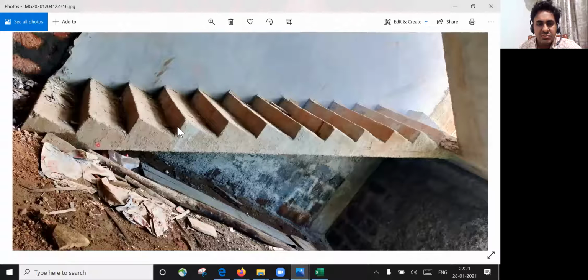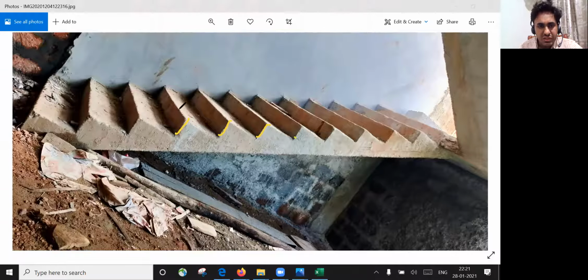So it's the same staircase that we are seeing now. The staircase has already been cast at the site, but we'll go through this and try to understand how much concrete is required here. The ones you can see here are called risers.